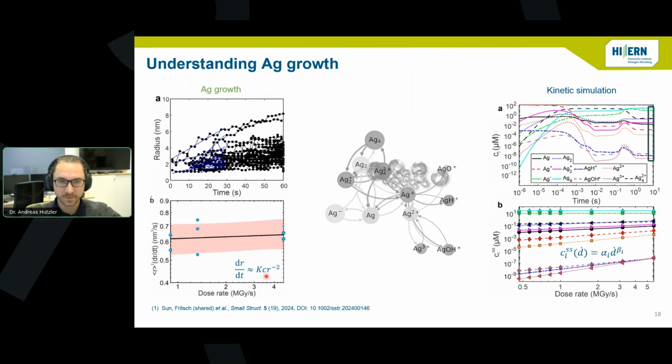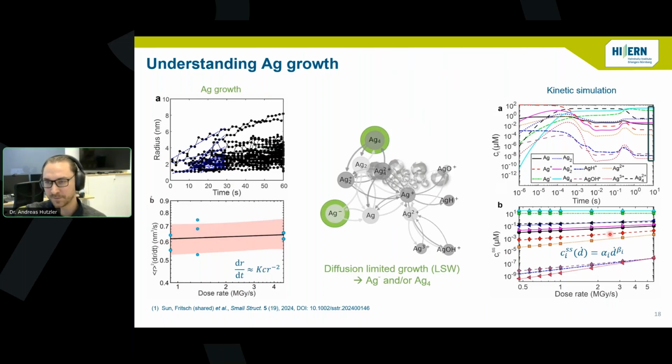And now we can do the following. We have this growth model, which is the LSW model. We have a concentration in there, and we have our concentration dependency on the dose rate. Here we can plug that equation into here and compare, so to say, the slope of the data points with the slope of our individual species. And we quickly found out, okay, it must be a diffusion limited growth. And the species that come into play, so which have the right slope here, are the silver minus and the silver 4 clusters.